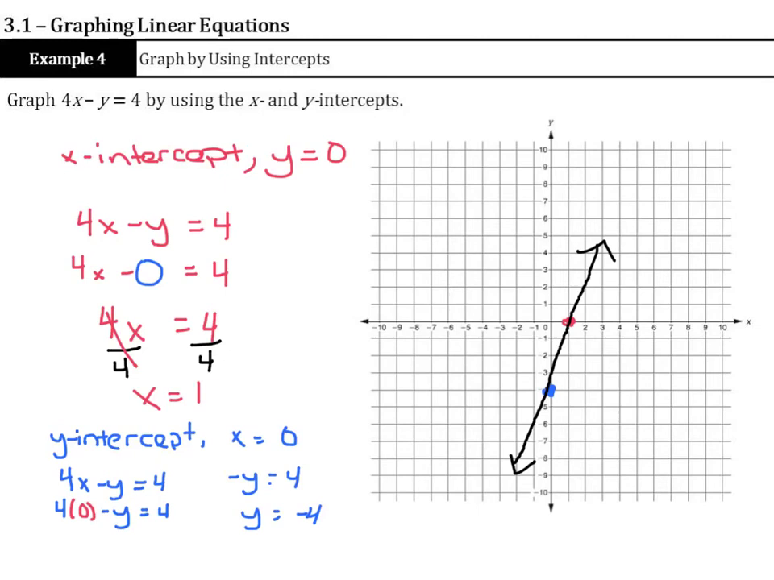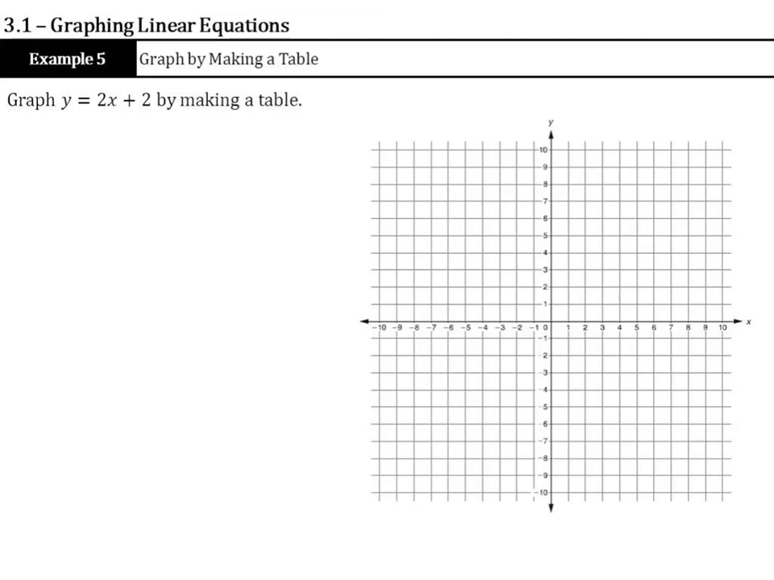So again, to find the x-intercept, let y equal 0 and solve, because then if y is 0, this means 1, 0, and that was the point there. To find your y-intercept, x needs to equal 0, so this was 0, -4, which is this right there. Let's move on. Graphing by making a table.